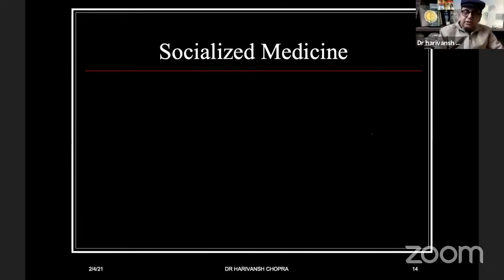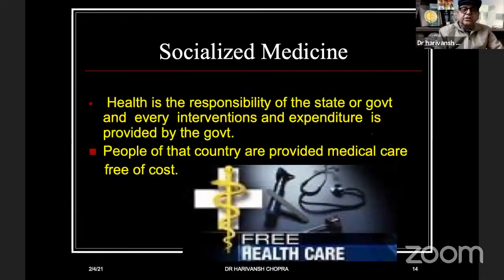Yes, you are absolutely correct when you said, Gargi, that in socialized medicine, health is the responsibility of the state or government, and every intervention and expenditure is provided by the government. People of that country are provided medical care free of cost. But whether it really happens in reality or not, that's a big question mark. And when we say health is the responsibility of the state, you will have to understand that in India, health is a state subject. That's a different issue. Responsibility of the state here means state or government is equivalent.